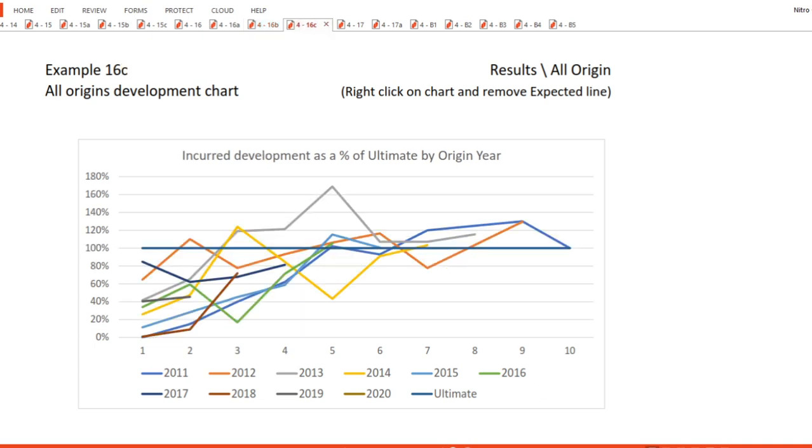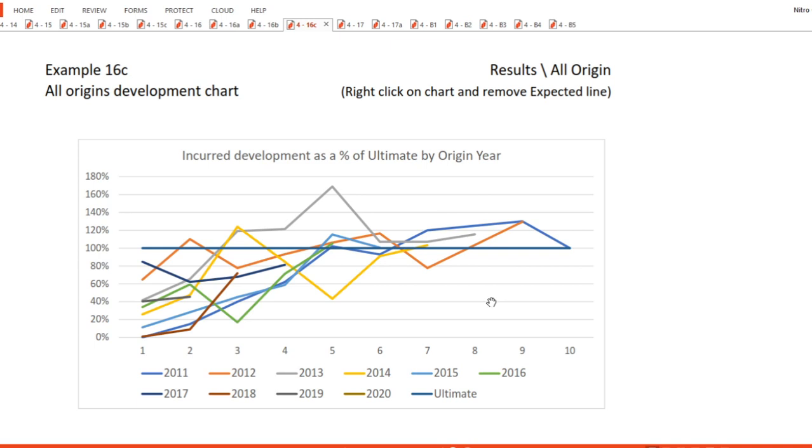This all origins chart looks horrendous. The historical data is incredibly volatile, especially at first, but also running right through into the tail. The true but unknown development pattern is really not apparent to me. It may be the case that we need to consider other reserving methods, as the chain ladder method is going to struggle to find the true development pattern from all the noise we're seeing in the data.